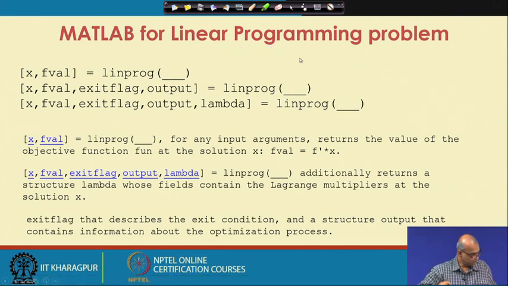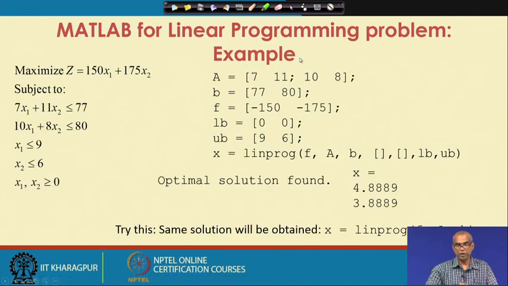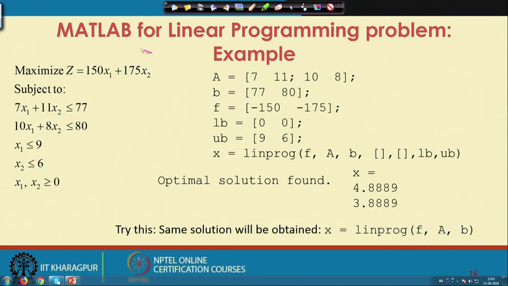Now, let us take a very simple example and try to explain this. Consider this linear programming problem. We want to maximize an objective function. The objective function is z equal to 150x1 plus 175x2. The constraints are 7x1 plus 11x2 less than or equal to 77, 10x1 plus 8x2 less than or equal to 80.